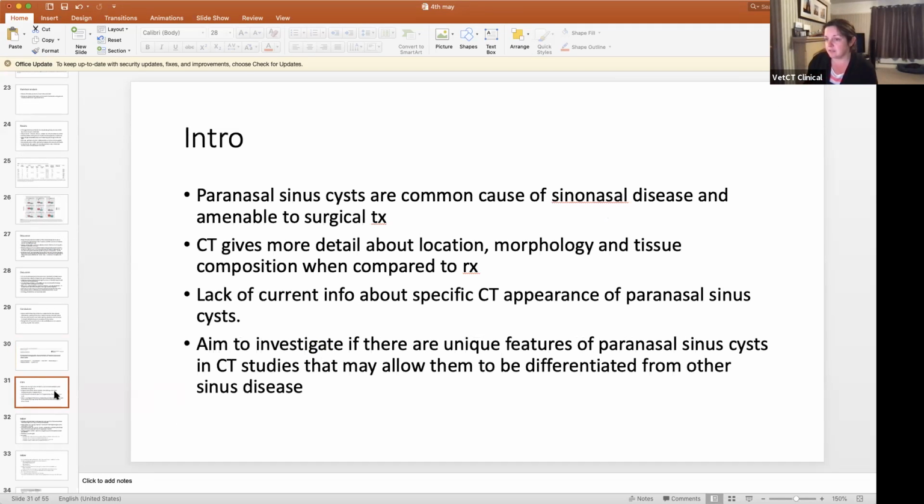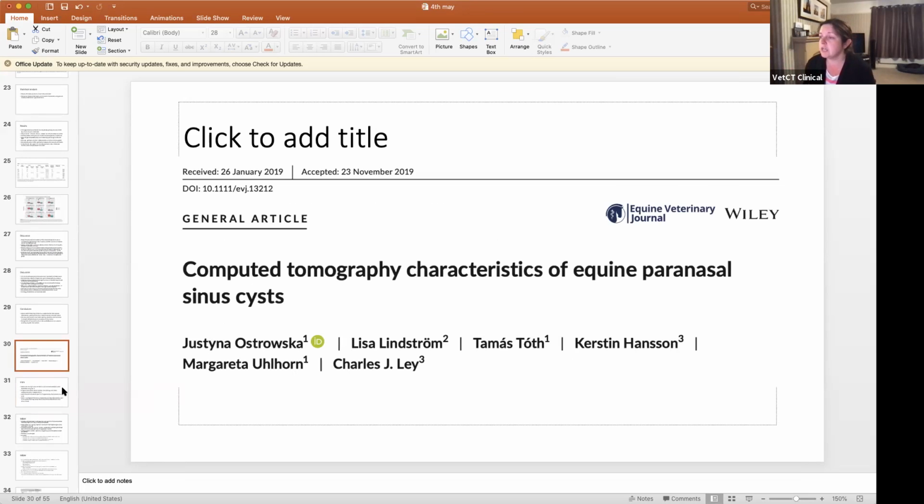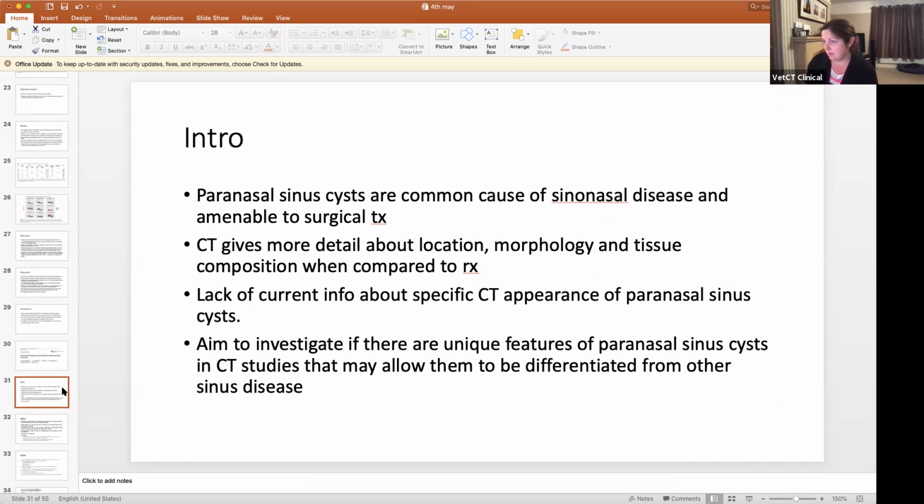So this is EVJ one, by means of change. This is out of Utrecht, I believe, and it is a resident paper. It's quite nice and concise. They start by talking about paranasal sinus cysts being a common cause of sinusal disease, and that CT gives more detail about location, morphology, and tissue composition.